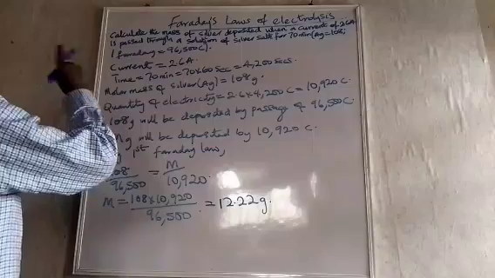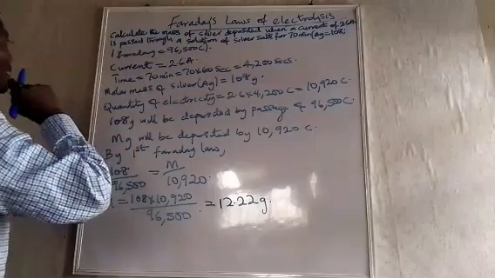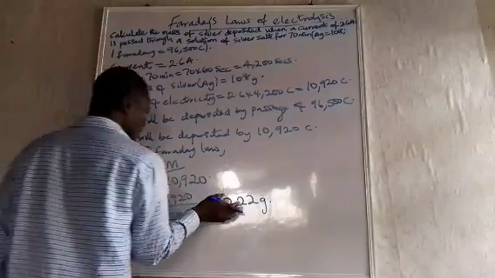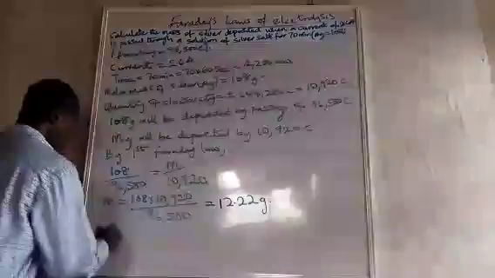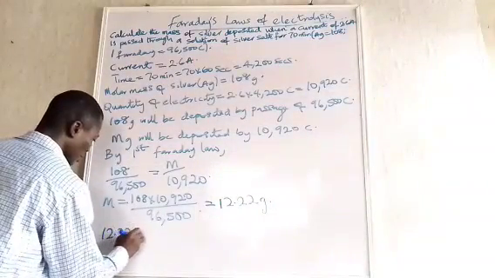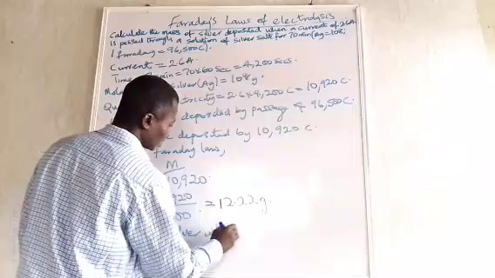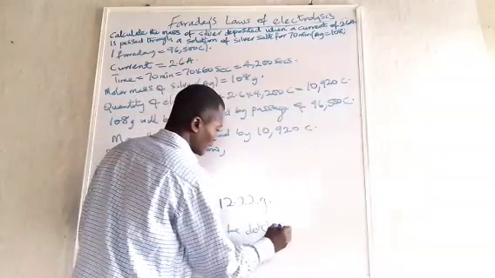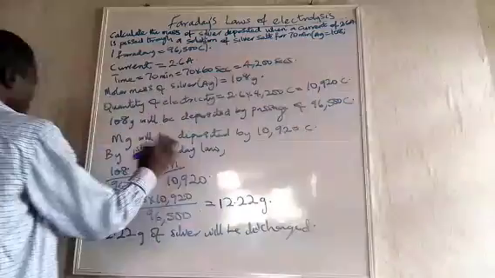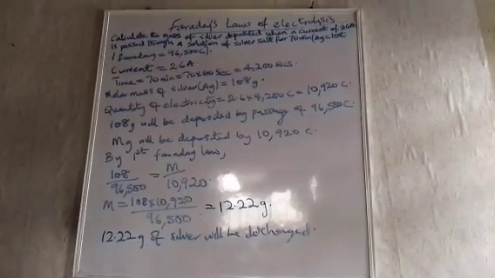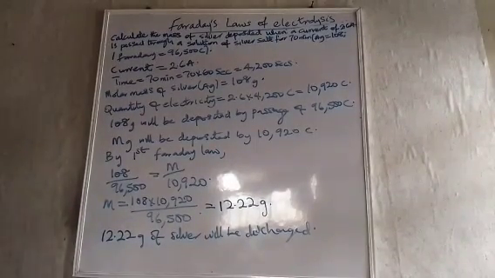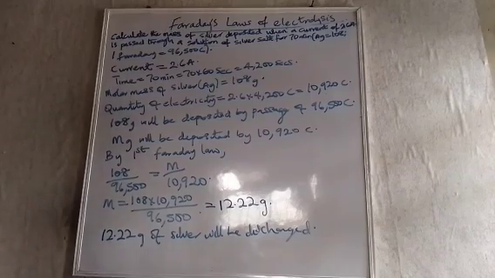It means that the passage of 2.6 ampere for 70 minutes will discharge 12.22 grams of silver. So you can see, since we are talking about the same elements, first law is applicable. So everything is still in direct proportion. Now let's look at another one to close it.